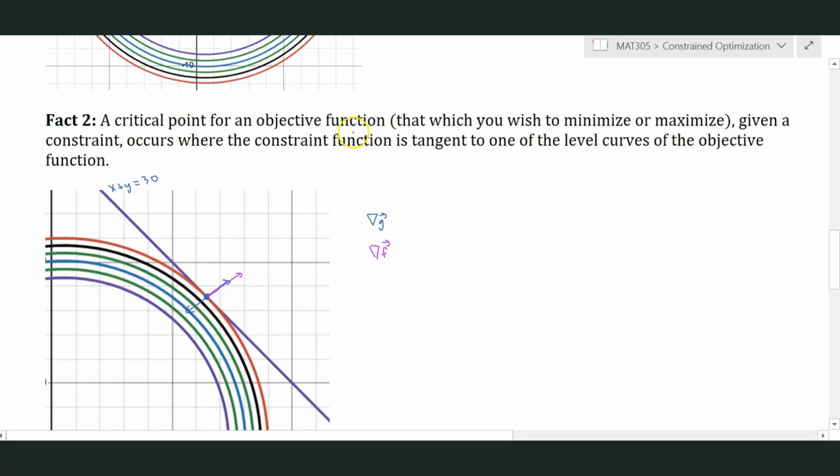So a critical point for an objective function, given a constraint, occurs where the constraint function is tangent to the objective function. Okay, so what we're saying here is that this is a critical point. And it's like, well, why is that a critical point? Well, we just established that the gradients either point in the same direction or exactly the opposite direction. But also one thing that we should note is if you are on this red contour, and you were to move this way or this way, we've already established that that would keep you on that contour. You'd not change elevation.